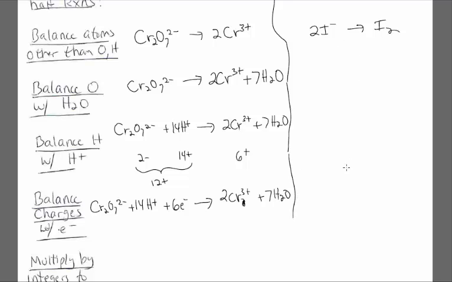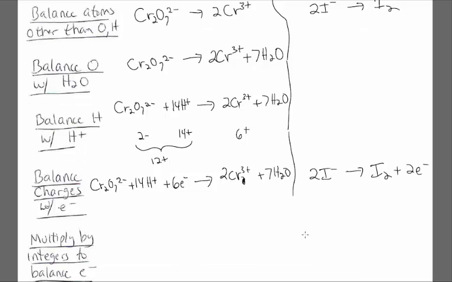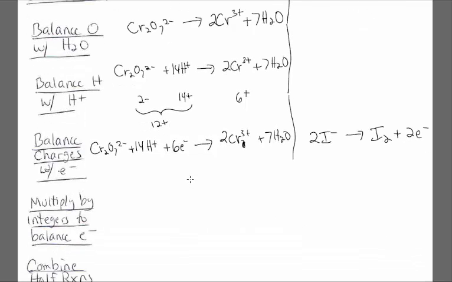Now over here we finally have to do something. We have to balance charges with electrons. We have 2 negative charges on this side, so to balance with electrons we need 2 electrons on the other side. So this becomes 2I minus going to I2 plus 2 electrons. Now our 2 half reactions have different numbers of electrons, so we cannot combine them. We have to multiply by integers to balance the electrons between the 2 half reactions.